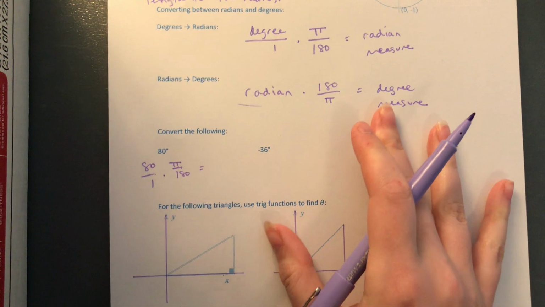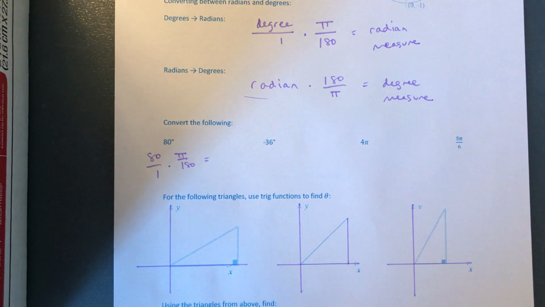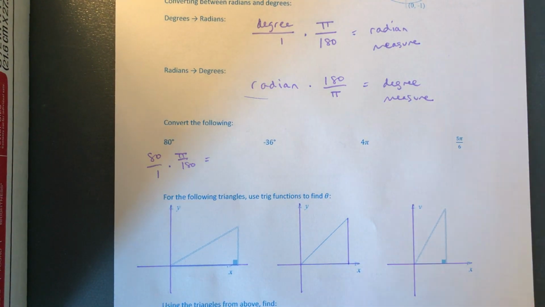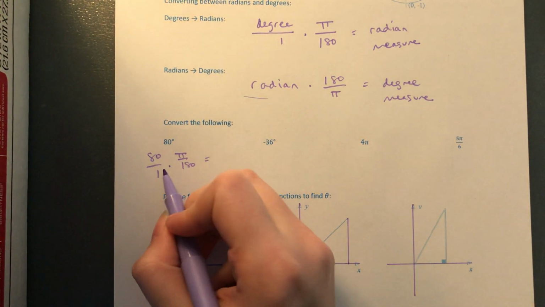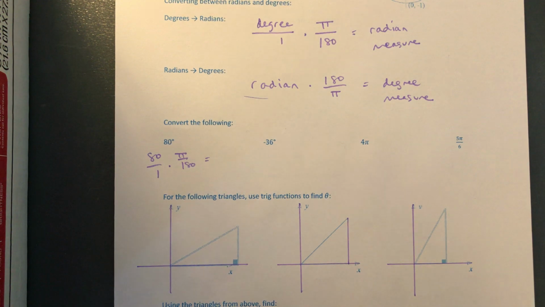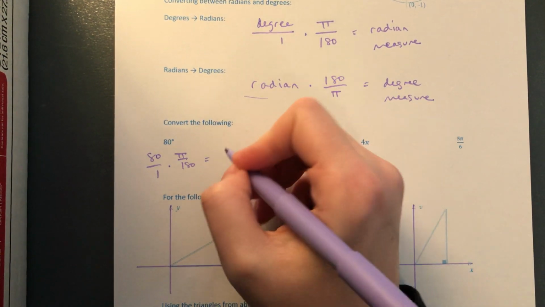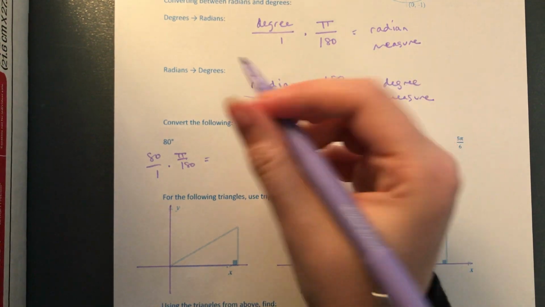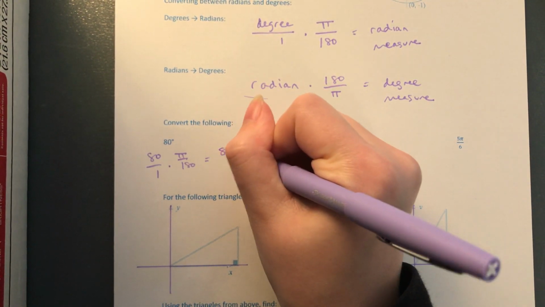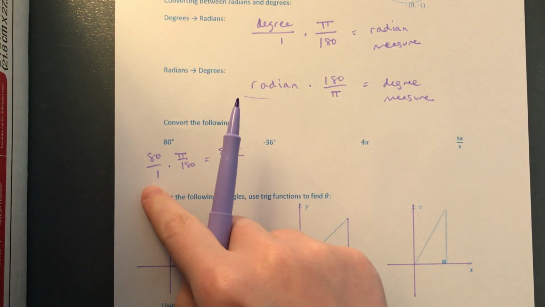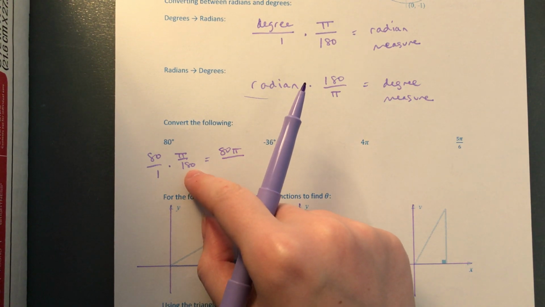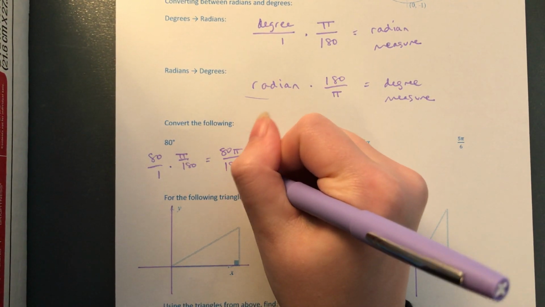equals, well, hopefully you remember that to multiply fractions, you multiply across. So you multiply the top pieces together, you multiply the bottom pieces together. So 80 times pi. We're going to be working with pi a lot for the rest of the semester, and we're always going to leave it as pi. We never try to abbreviate pi at all. Pi is an infinitely large number. It's best to leave it itself. So 80 pi over 1 times 180 is just 180.